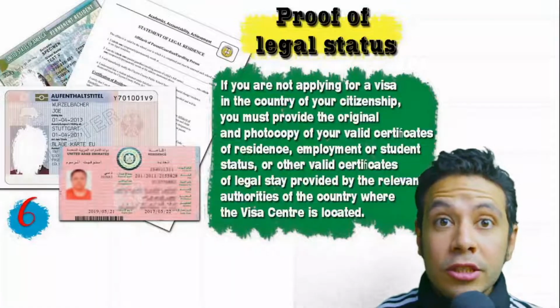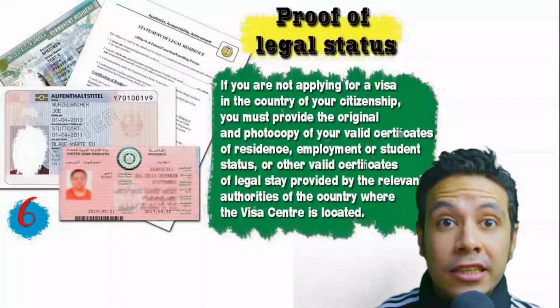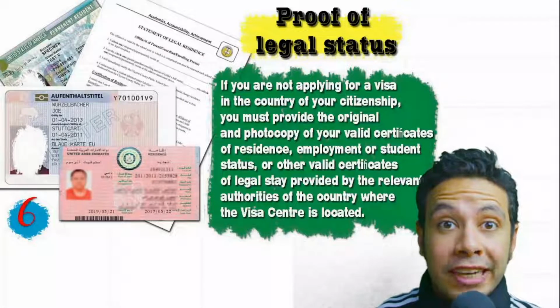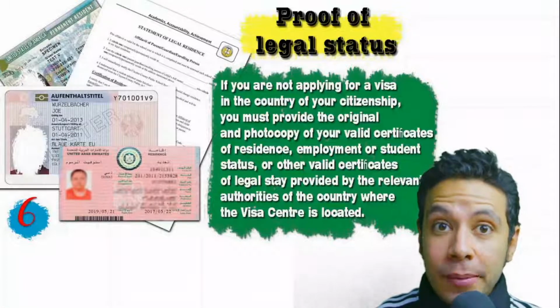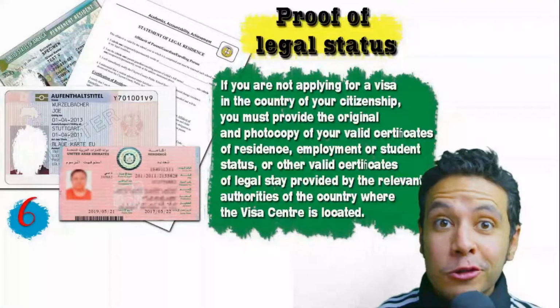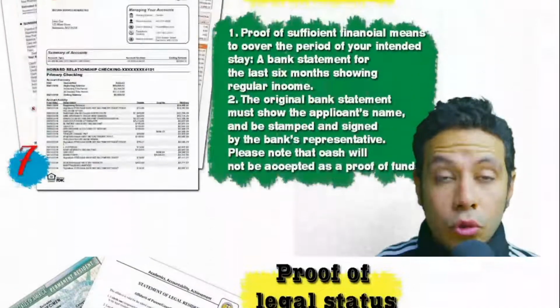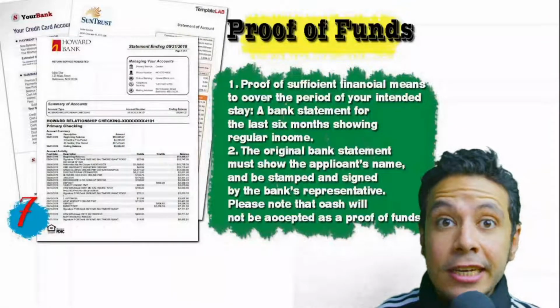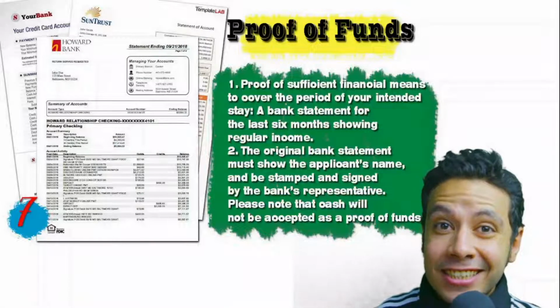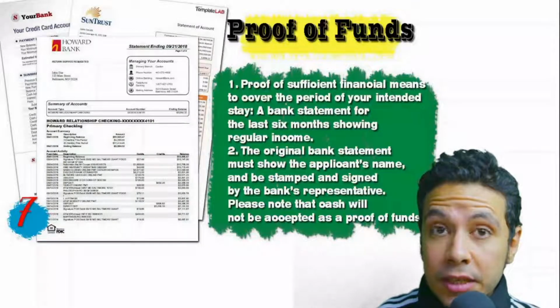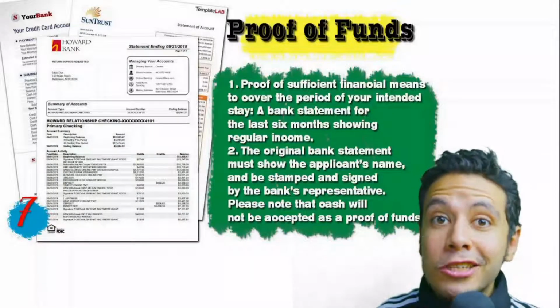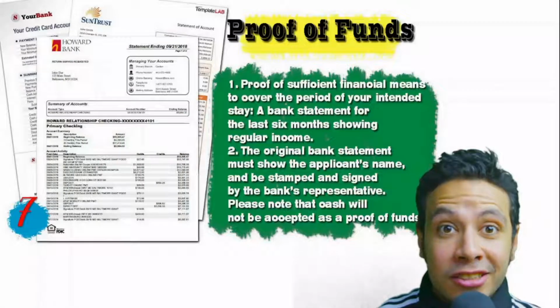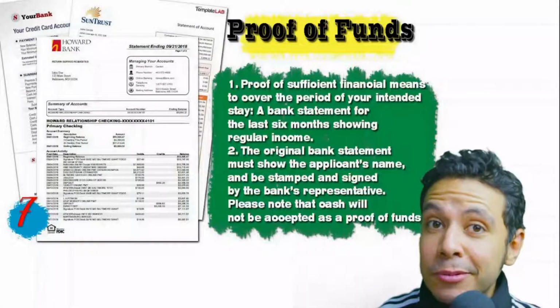At that moment, you will need to provide a proof of a legal status, which is a certificate of legal residence in this country. And in some cases, a valid residence visa for this country can be also accepted. You will also need to provide a proof of sufficient funds, which is a bank statement stating your balance for at least 6 months. The original bank statement must show your name and should be signed and stamped by the bank representatives. And remember that cash will not be accepted as a proof of fund.